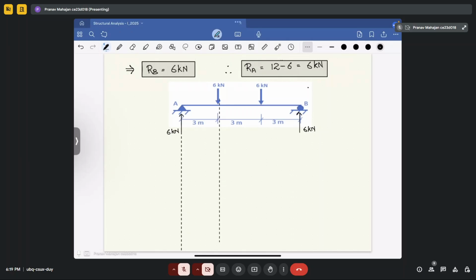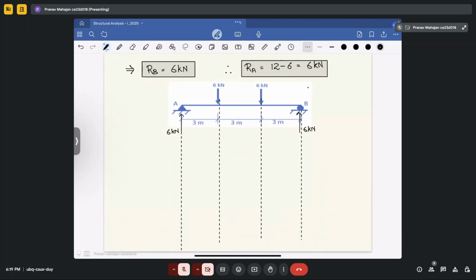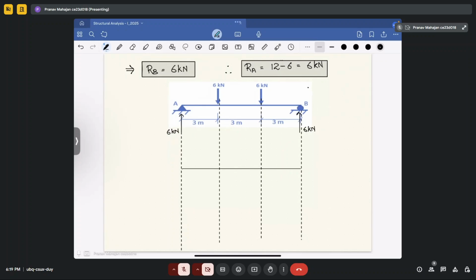So you mark the locations where the shear force as well as the bending moment diagram will change. Okay, so let's start making that. First you have 6 kilonewton. This 6 kilonewton in the upward direction will be taken as positive. After that, there is no load in between, so this 6 kilonewton will go straight.